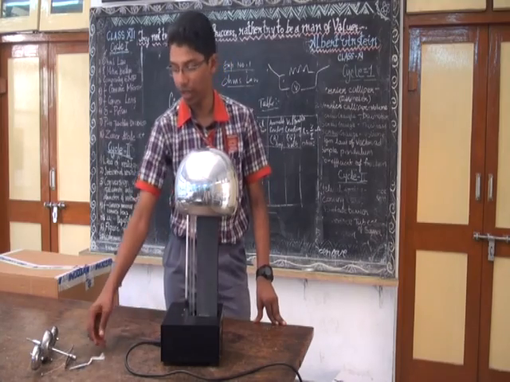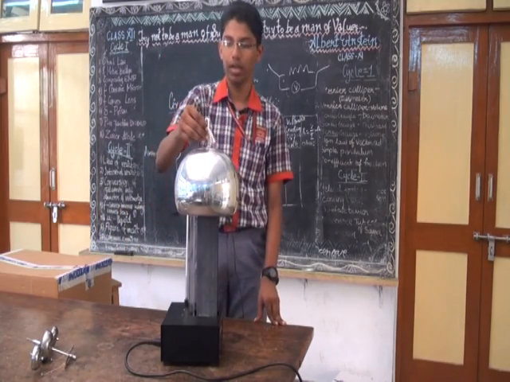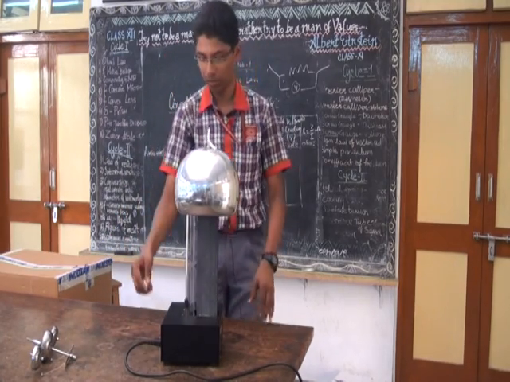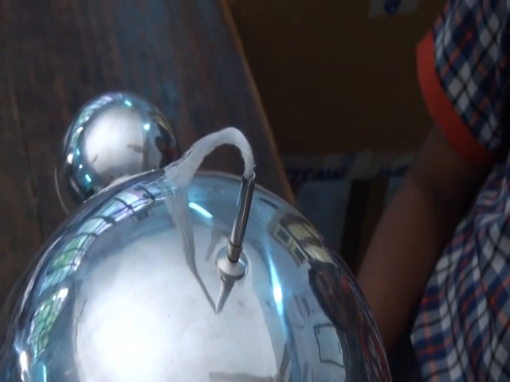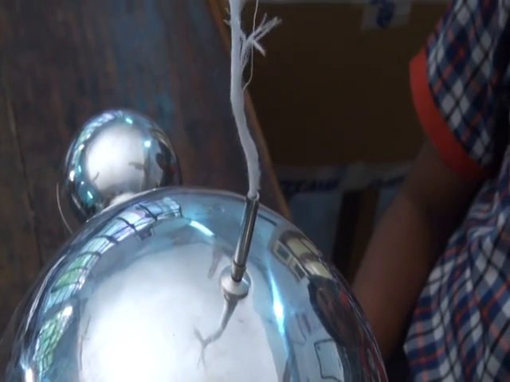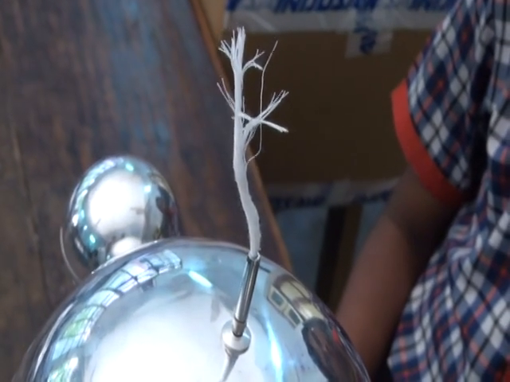We can also see the effect of the charge if we connect this silk thread to the ball. When the charge is accumulated enough in the sphere, due to the creation of an electric field in the vicinity of the sphere, the silk thread gets raised up due to the field.